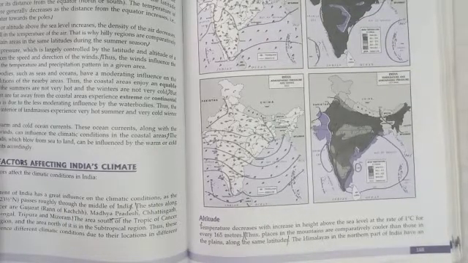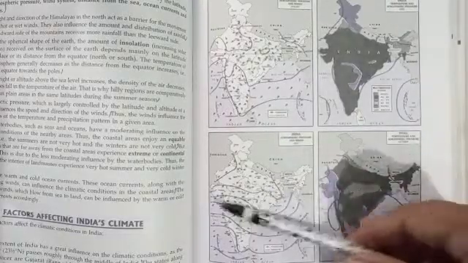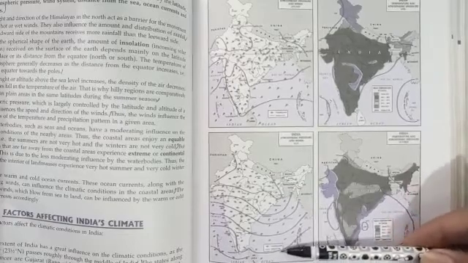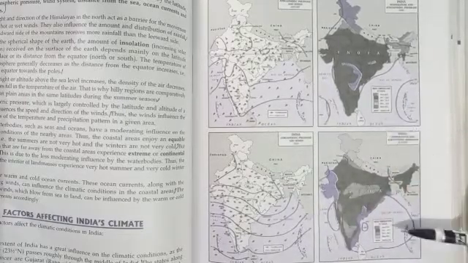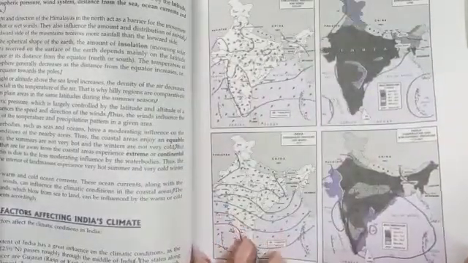See in this map on page number 169, four maps are given: temperature, atmospheric pressure and winds. These show how they affect India, and what the direction, height and temperature are, and how they vary. See here, you can easily understand how they affect India's temperature. So this is all about latitude and altitude.